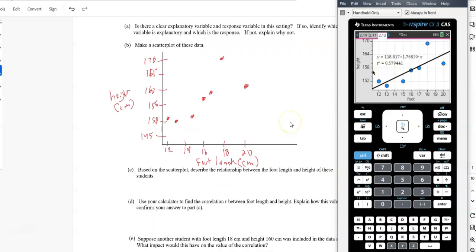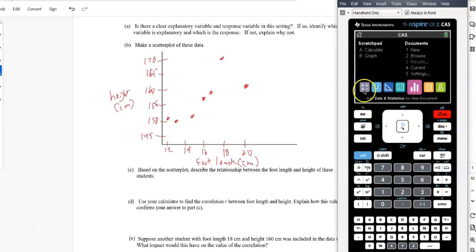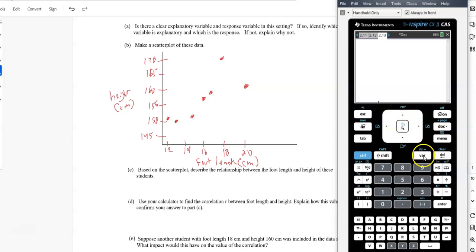So the second question was use your calculator to find the correlation R. So you can actually let your calculator do that. So if you go to a calculator page, you can hit the variable key. And since we just did regression, it should have an R value there, R and R squared. So R, it even tells you if it's positive or negative. You can tell it's going to be positive because of the thing here. So it's 0.76121 is R, the correlation.